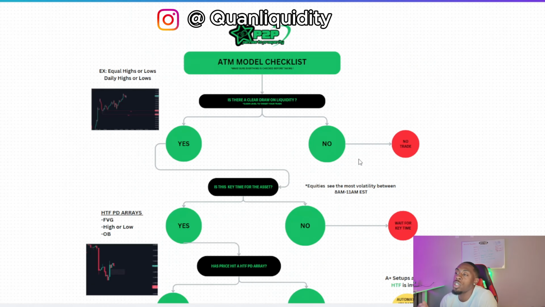Hopefully you guys can use this tool to at least get you accustomed to how the ATM model works and to make sure that you're taking it correctly. Once again, this will be in the description down below so you guys can use it.